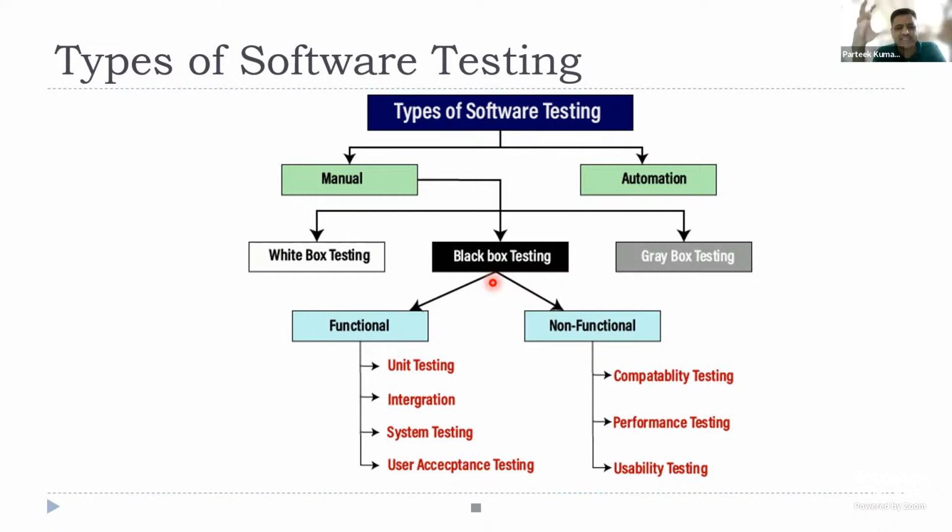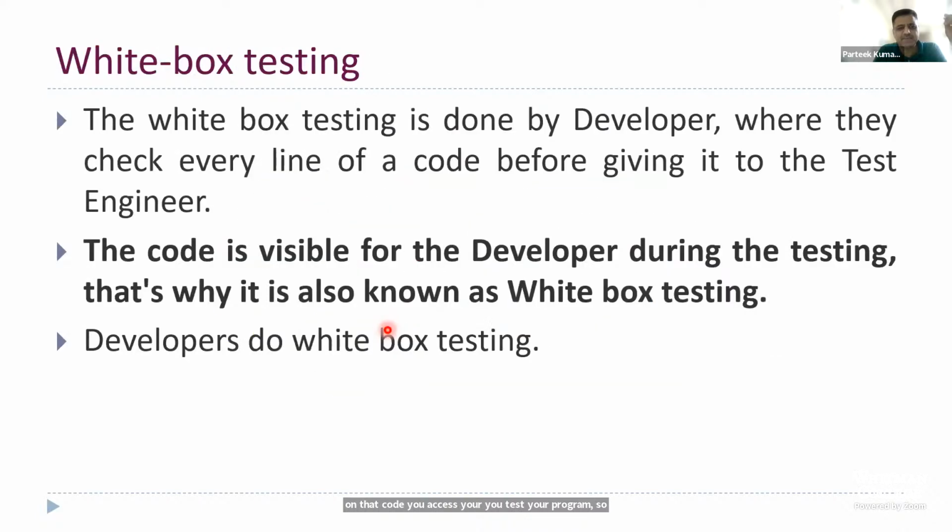So in case of white box testing, you have access to code, and based on that code, you test your program. In white box testing, as I mentioned, the code is visible to the developer during the testing, and that's why it is known as white box testing. This white box testing is normally performed by the developer because the code is available to the developer. So the developer can see the code.